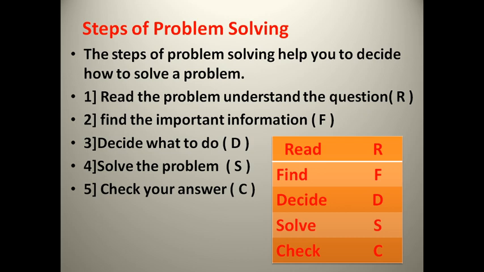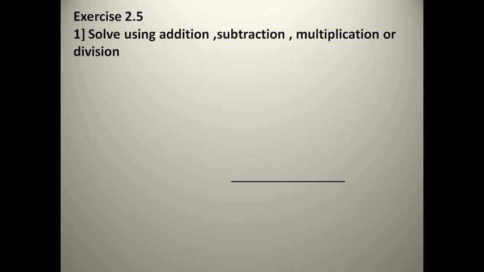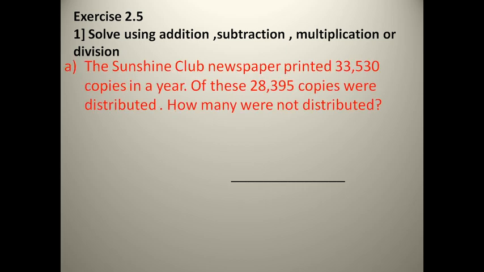We should know that R means read, F means find, D means decide, S means solve, and C means check. So first, read the problem, find the information, decide what we will do, solve, and check. Next here, exercise 2.5, number 1, solve using addition, subtraction, multiplication, or division. According to the problem, we will read it, find the information, and decide.